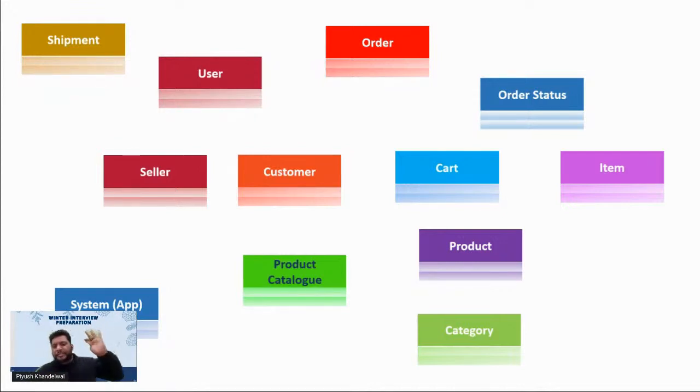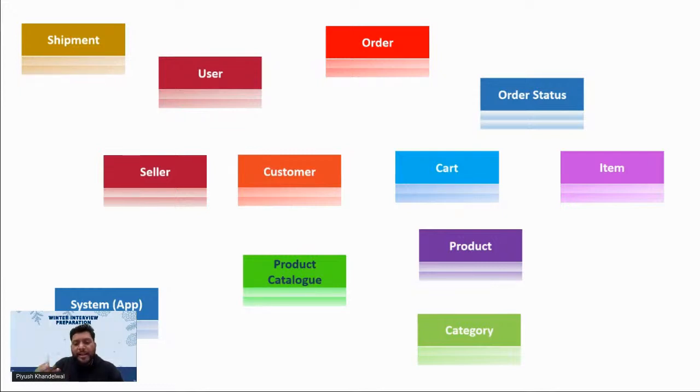Aggregation, composition, association, and what else we had? We had generalization. Exactly: association, aggregation, composition, and generalization. We have four types of relationships when we talk about classes. We'll talk about these. So let's start drawing the associations between them.